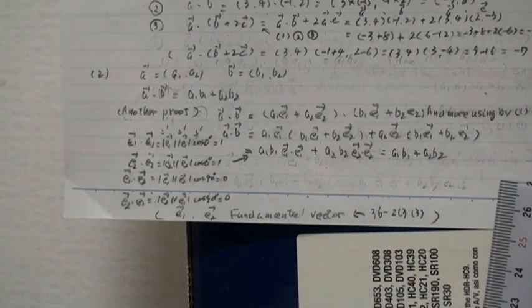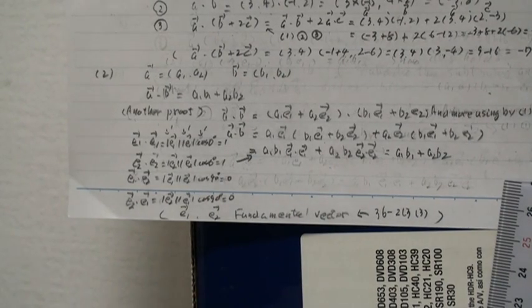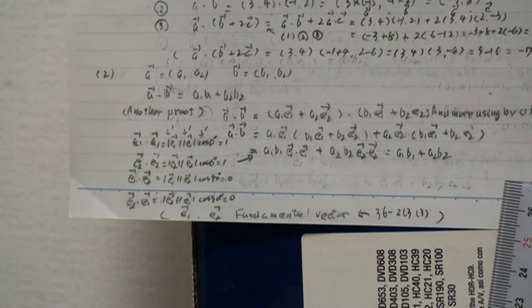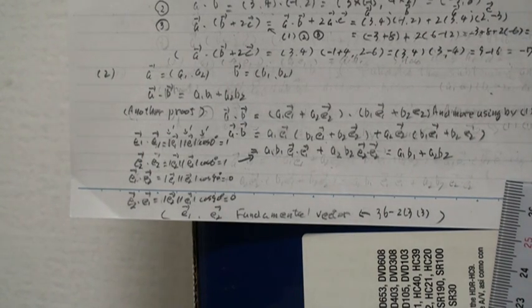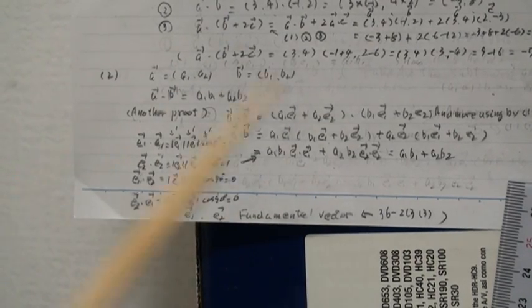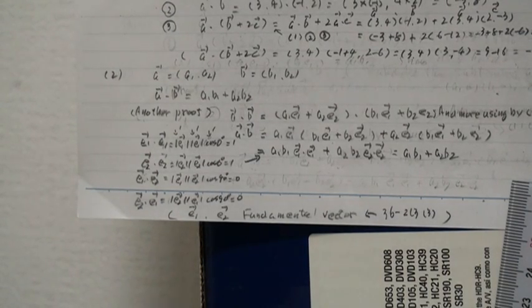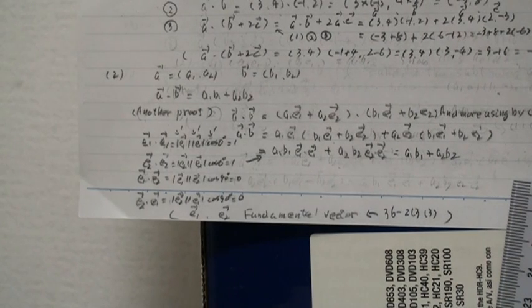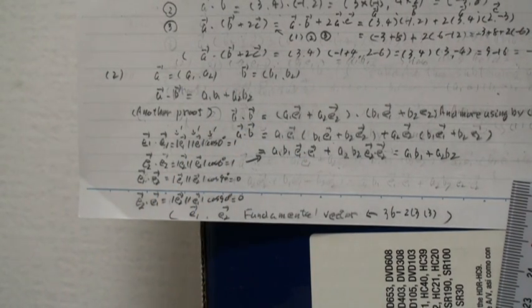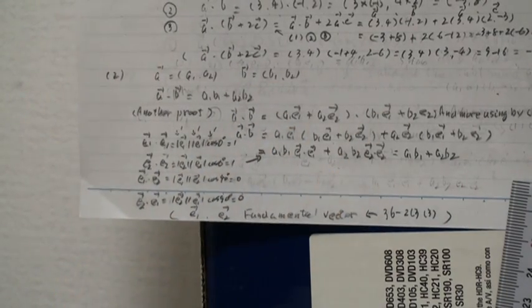Parenthesis 2: vector A equals (A1, A2) in components, vector B equals (B1, B2). Then A·B equals A1 B1 plus A2 B2. This is another proof. Vector A equals A1 e1 vector plus A2 e2 vector. This is vector A, and vector B equals this is.